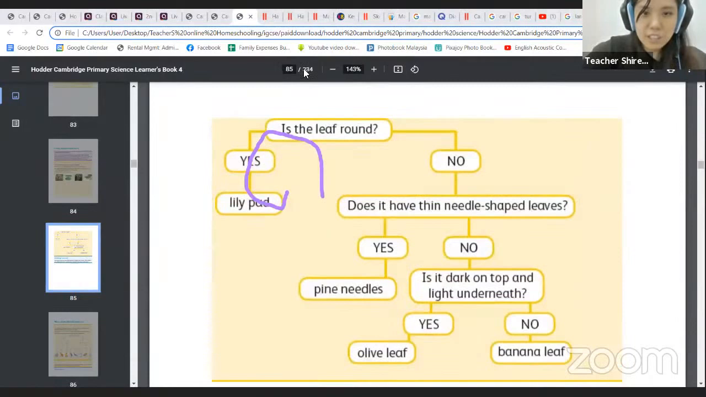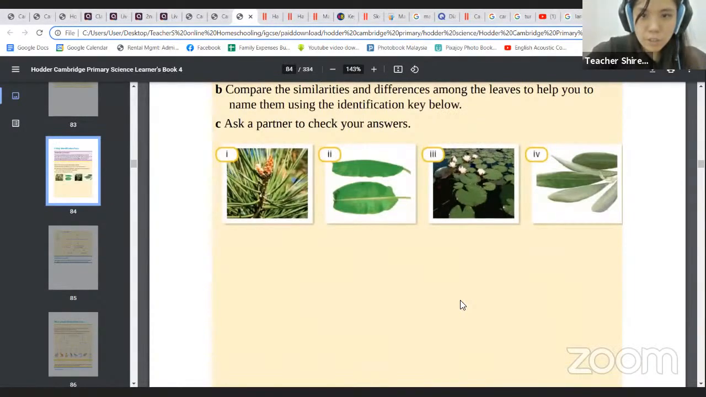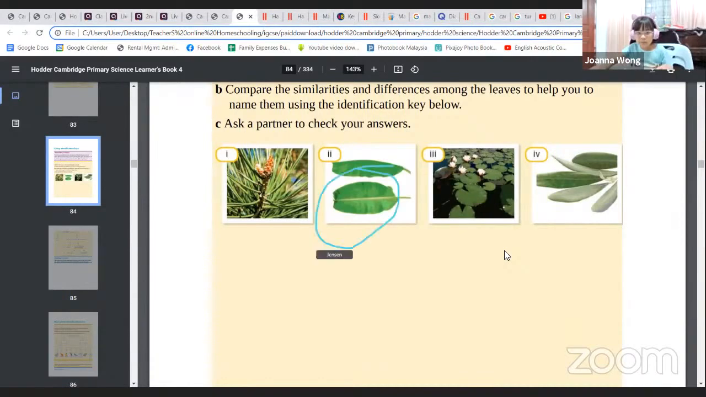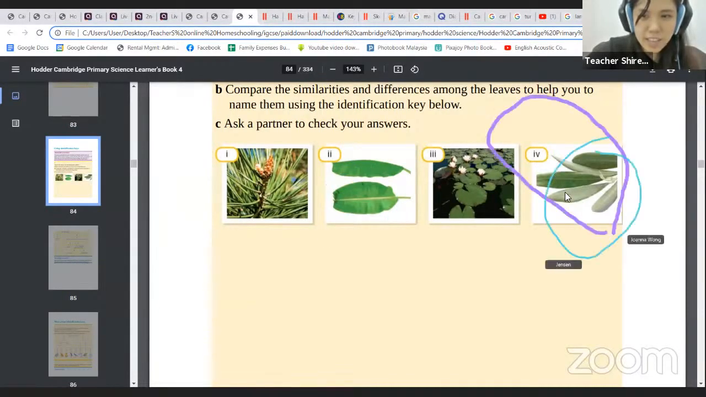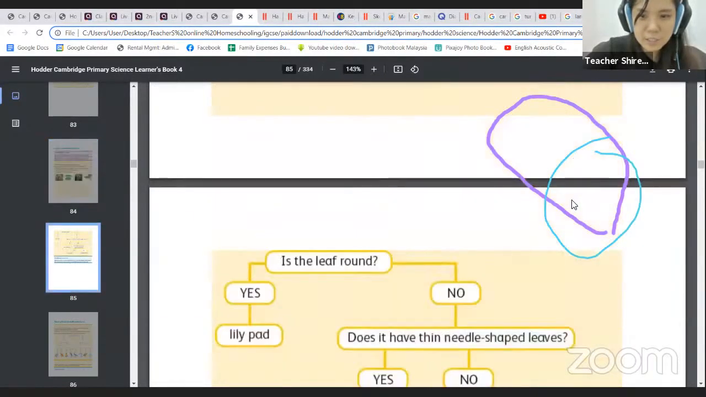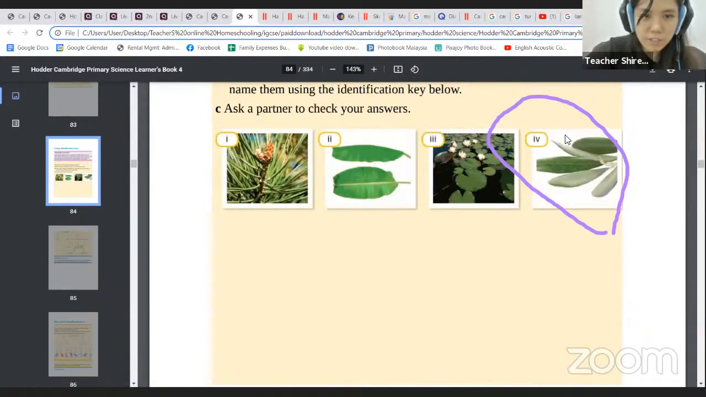Okay. So this one is not round. No, it's not round. And no, it's not needle leaf. But it is dark on top and light underneath. Or is it dark on top and light underneath? Looks the same color to me. You see? Yes, this is the one called olive leaf. So this is olive leaf. Okay.